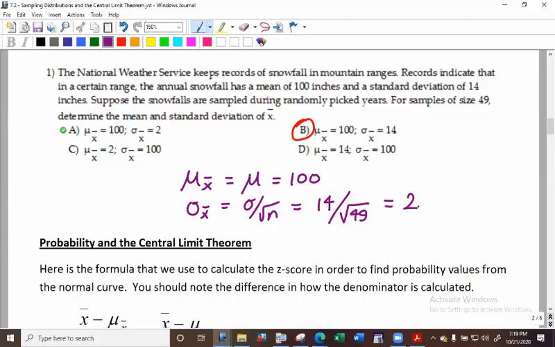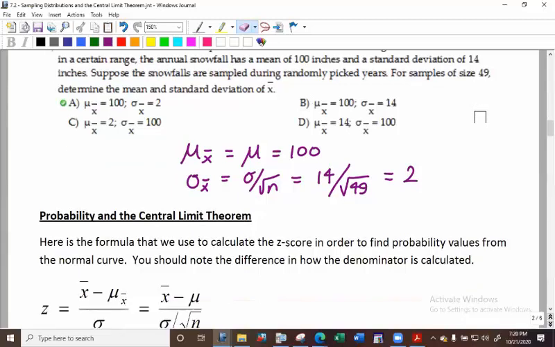It's because the standard deviation of x bar, also known as the standard error, is 2. We get to this later on. Obviously now we know it's on exam 3, but we don't want to fall into that trap. We want to know that it's 2, not 14.